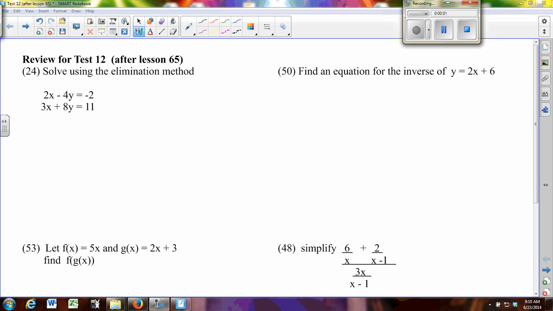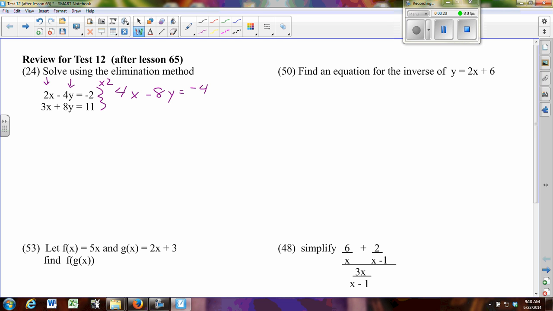Solving using the elimination method. When I use the elimination method, I want to find out which variable, the x or the y, would be easiest to get rid of. Now, up here, I'm going to figure out that the y's, if I multiply the top equation by 2, I'd end up with 4x minus 8y equals negative 4.